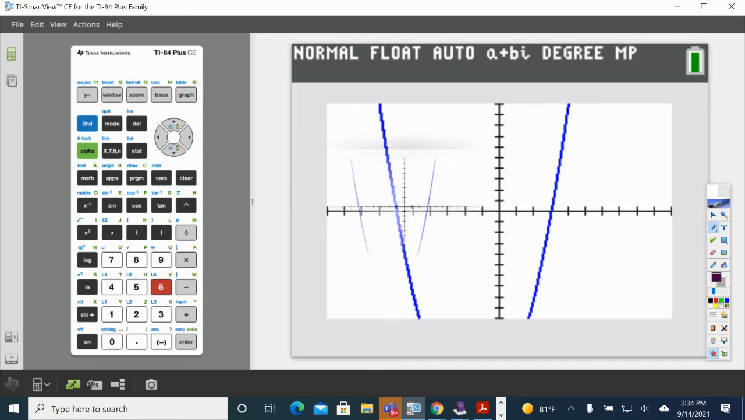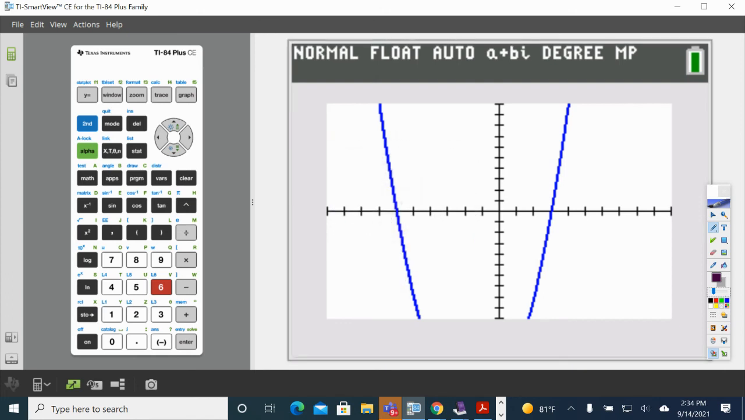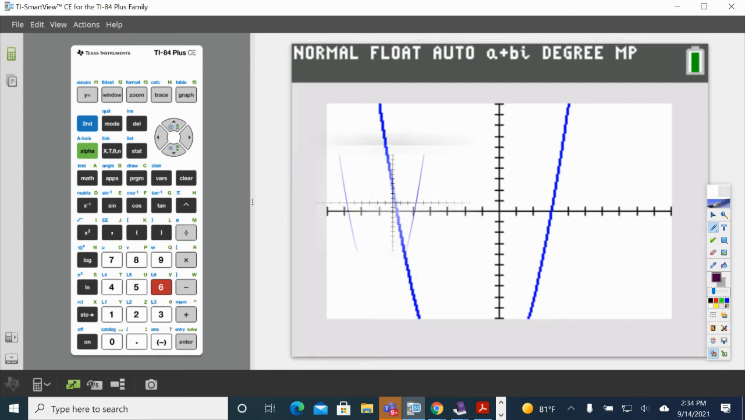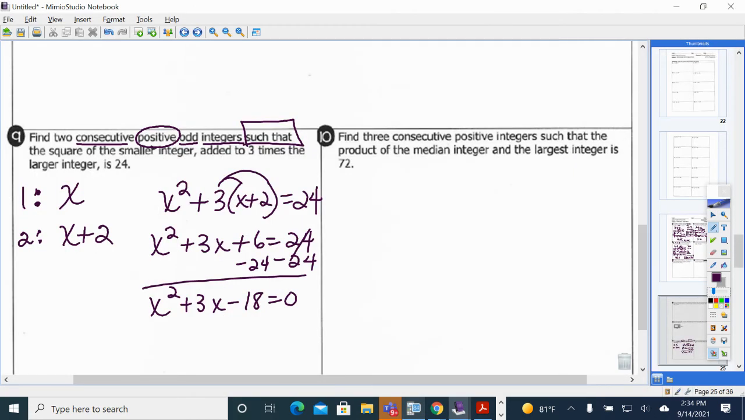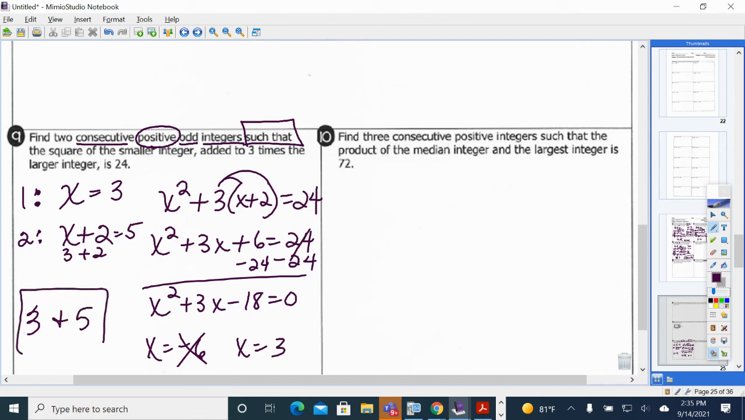So again, the negative solution, which looks like a negative 6, I don't need it. I'm not looking for a negative integer. If it said negative, then the negative 6 is one I would need. Right now, I just need x is equal to 3. But the negative 6 doesn't work. So now it's asking me the two integers. Well, if x is equal to 3, one of them is a 3, and then what is 3 plus 2? Well, that's 5. So my two integers are 3 and 5.